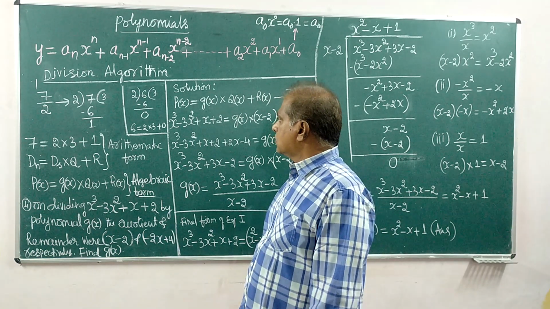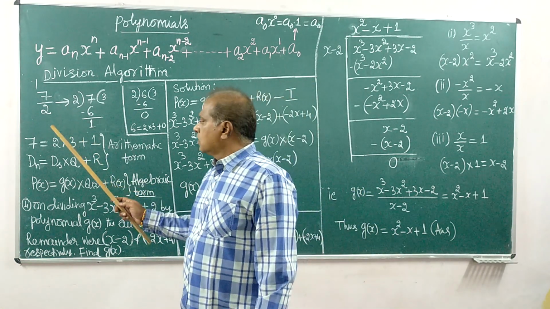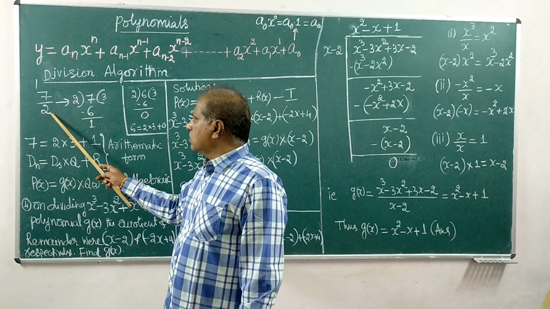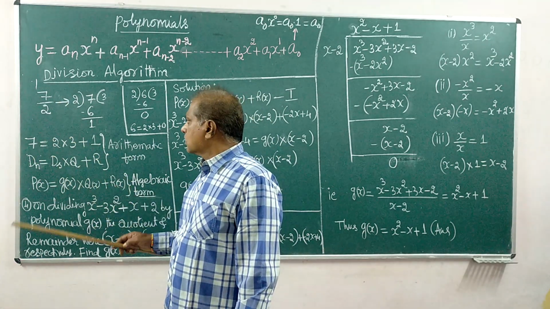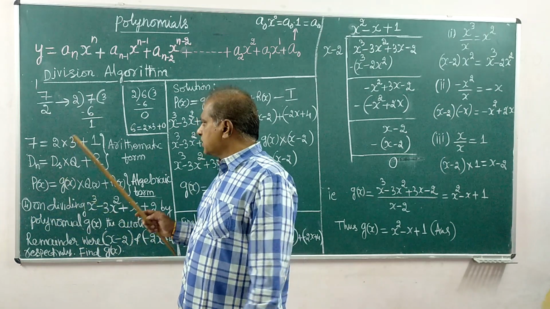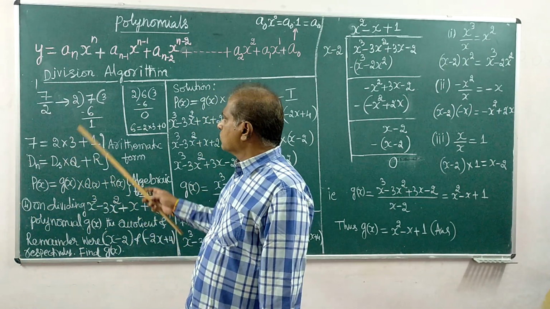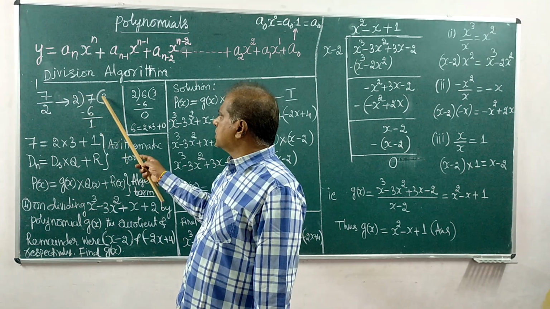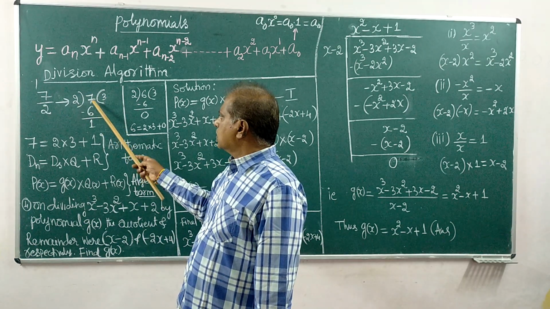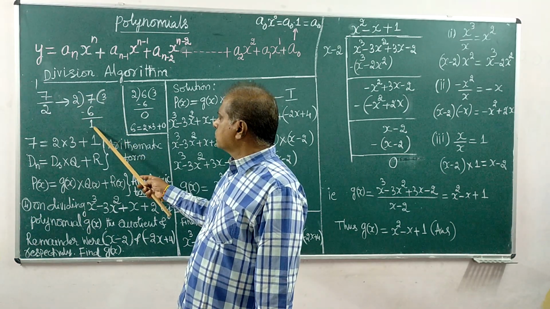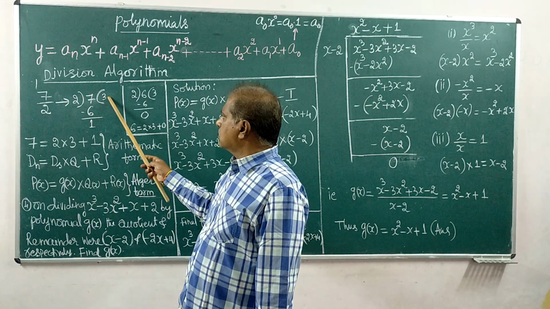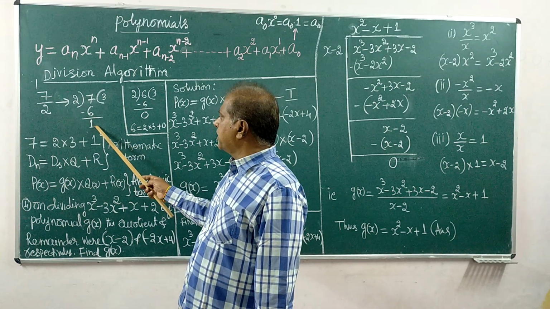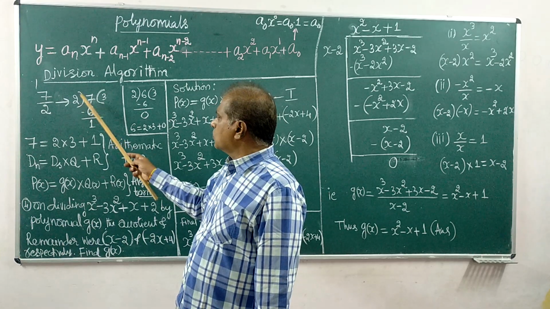The division is 7 by 2. Let us divide 7 by 2 and see what we get and what the representation is afterwards. When you divide 7 by 2, 2 threes are 6. Upon subtracting you get 1. This is known as the quotient, and this is known as the remainder.